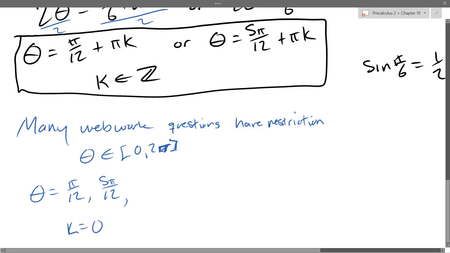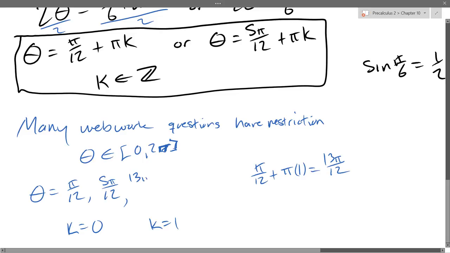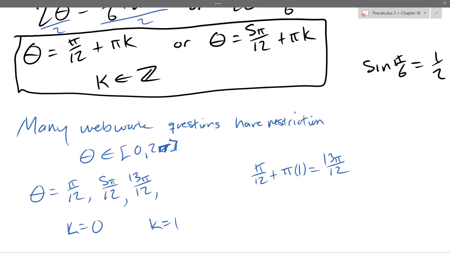So these were k equals 0 answers. How about k equals 1? So I'm just filling in right here, just making k 1. And we get 13 pi over 12. Is that less than 2 pi? Yep, if you need to think in 12, so it's 24 pi over 12. So it definitely fits in the interval. There's one more answer that fits in the interval. So find it right now. I'll give you a hint, k equals 1.